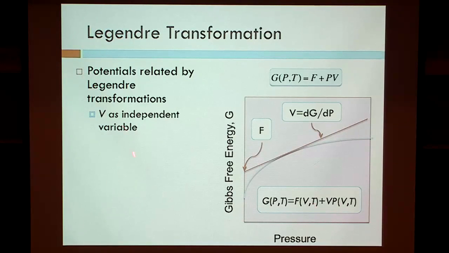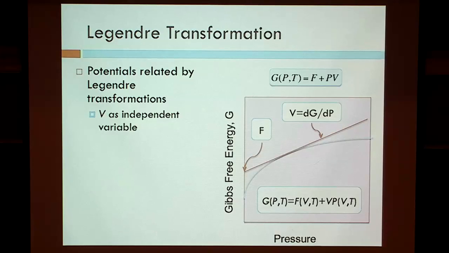This is a graphical way of looking at it. Plot Gibbs free energy versus pressure. Here it is in the blue curve. And you can equally well describe this curve as the family of tangents to it. Here's an example of one tangent to the curve at a particular pressure. And the intercept then is the Helmholtz free energy at that point, and the slope is the volume. These are the things that relate G and F to each other.